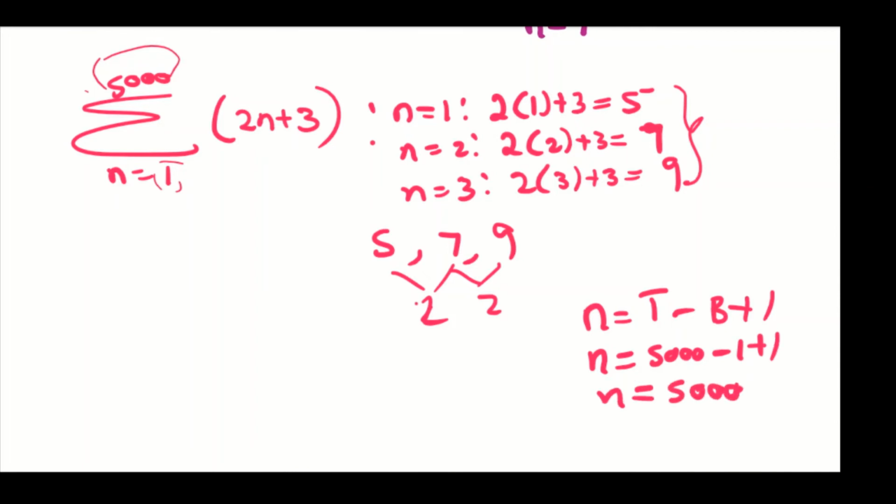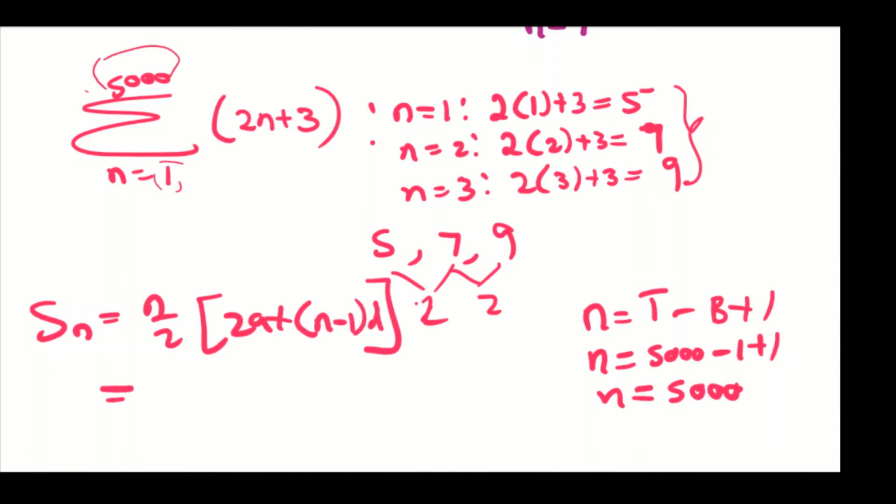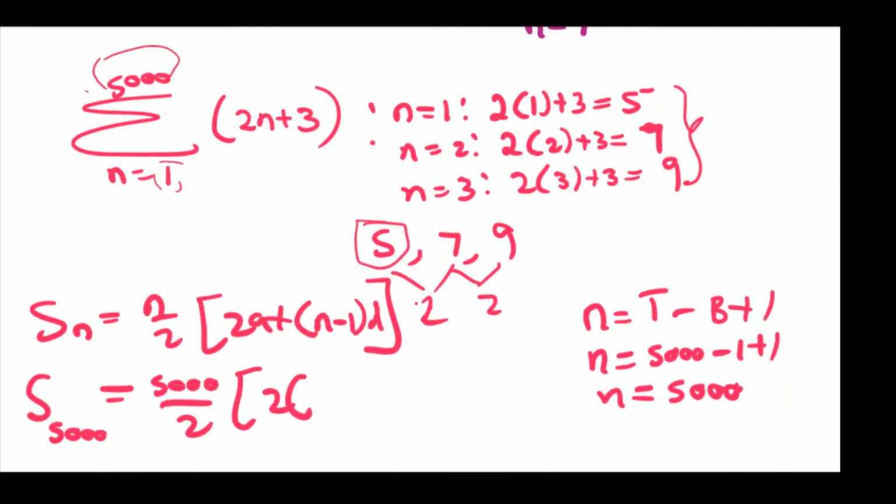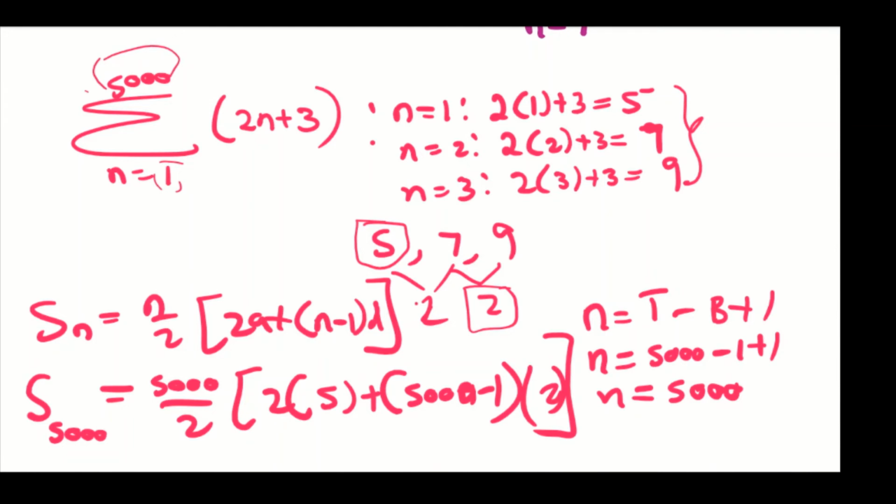So to find the sum, you're just going to say the sum S_n is equal to n over 2 times (2a plus (n minus 1) multiplied by d), right? And we want the sum of how many terms? 5,000 terms. So it's going to be 5,000 divided by 2 times (2 times our a value, which is 5, plus (5,000 minus 1) multiplied by our common difference of 2), close bracket.